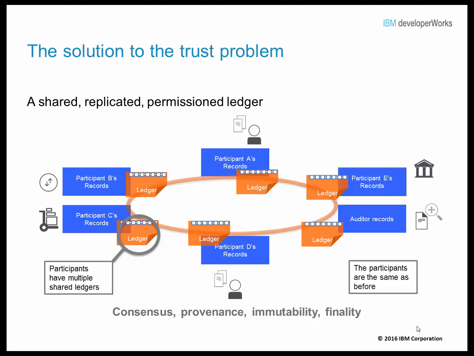Now, let me reiterate some key features provided by the solution: a shared, replicated, and permissioned ledger across the secure business network. The first one is consensus. That means all participants agree that a transaction is valid. The second one is provenance, which means participants know where the asset came from and how its ownership has changed over time. The third one is immutability, which means no participant can tamper with a transaction once it is agreed. If a transaction was in error, then a new transaction must be used to reverse the error, with both visible. The fourth one is finality, which means that there is one place to determine the ownership of an asset or completion of a transaction, and that is the shared ledger.